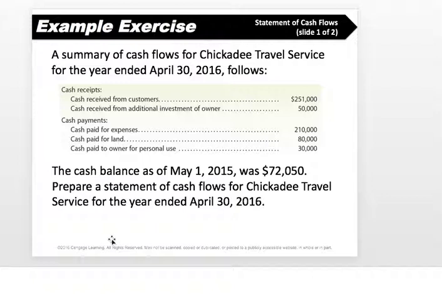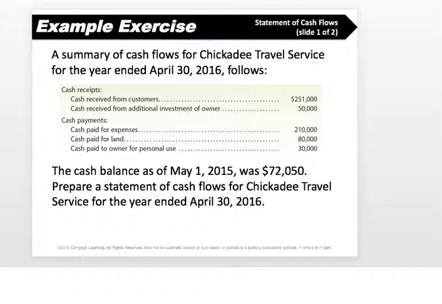It says a summary of cash flows for Chickadee Travel Service for the year ended April 30th, 2016 is as follows. Cash received from customers, cash received from the owner, cash paid for expenses, cash paid for land, and cash paid to the owner for personal use. The beginning cash balance on May 1st was $72,050. So then we're going to use this information to fill out the cash flow statement.